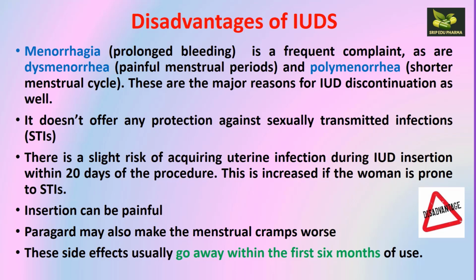And it also has been seen that during insertion it could be a bit painful. And Paragard, we know that it is a copper type, and in Paragard sometimes the menstrual cramps observed are very bad. So these are some of the side effects which are usually seen in the first 6 months of use only. After that they go away.